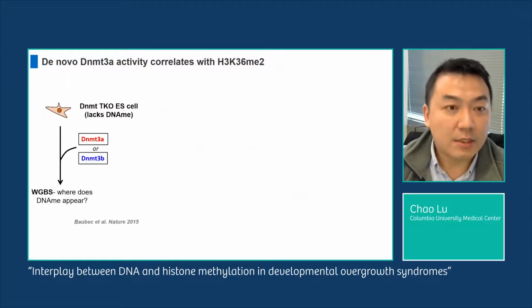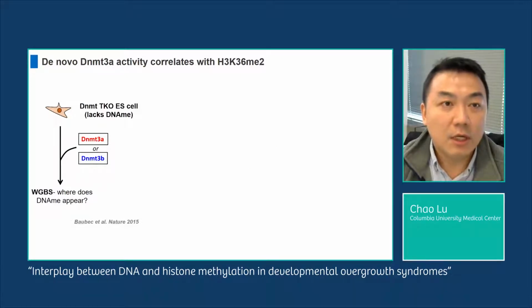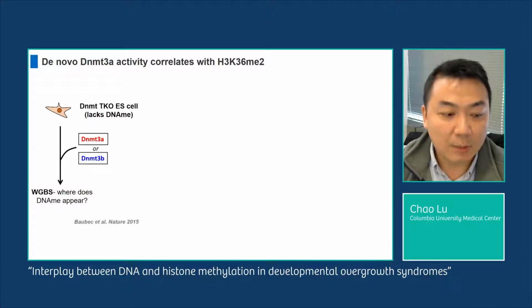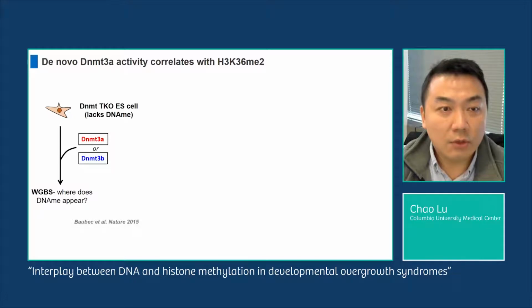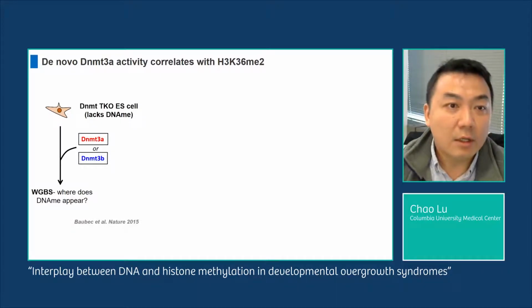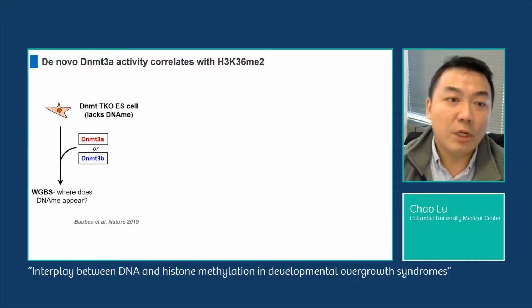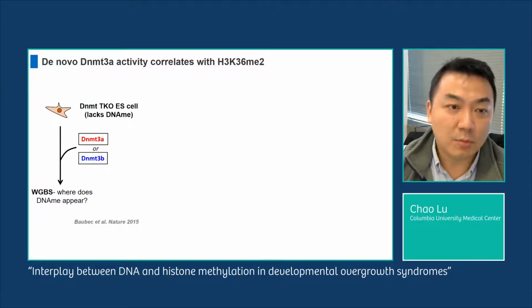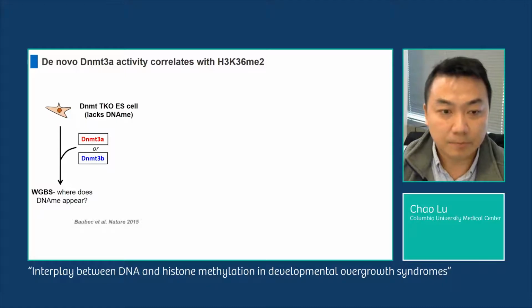So next, we decided to go a step further and test if the activity of Dnmt3a correlates with the levels of H3K36 dimethylation on a genome-wide level. To do this, we took a data set from a 2015 paper. In this data set, they developed a very intriguing system where they used Dnmt3 triple knockout mouse ES cells. Those cells have virtually zero levels of DNA methylation, and they reintroduced either Dnmt3a or Dnmt3b into the cells. They used whole genome bisulfite sequencing to track where the DNA methylation appears along the genome.